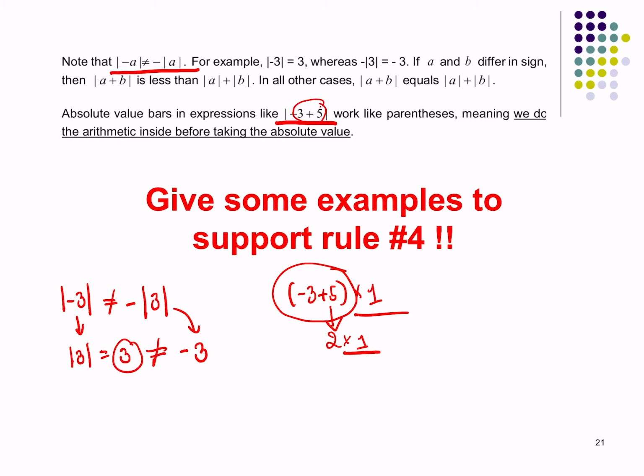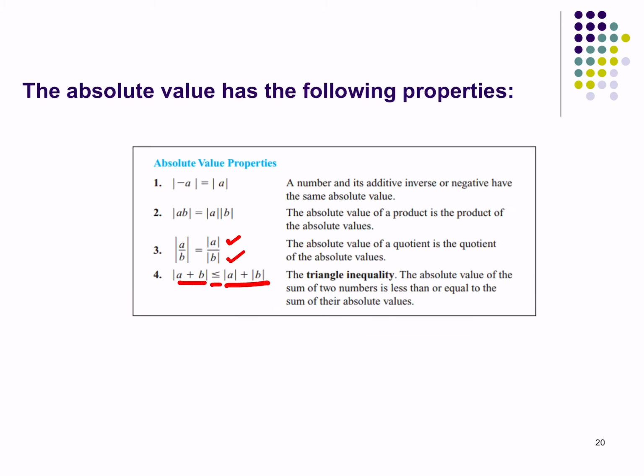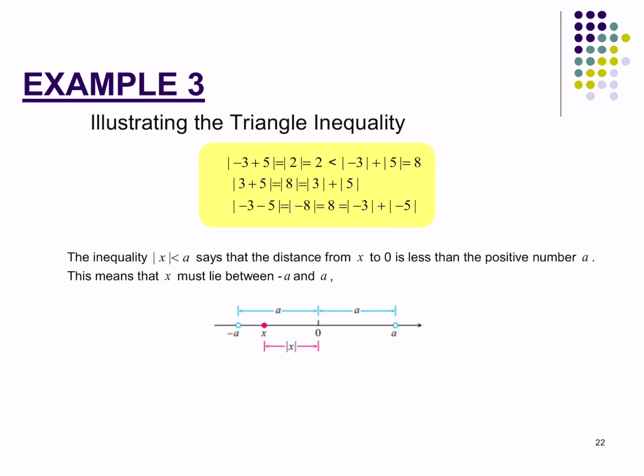Right, so next we will give some examples to support rule number 4, which is the triangle inequality. When you have the magnitude of a plus b, that will be less than or equal to the magnitude of a plus the magnitude of b. So we will see that together. In example 3, I will give you an example of the triangle inequality to support rule number 4 for the absolute inequality.